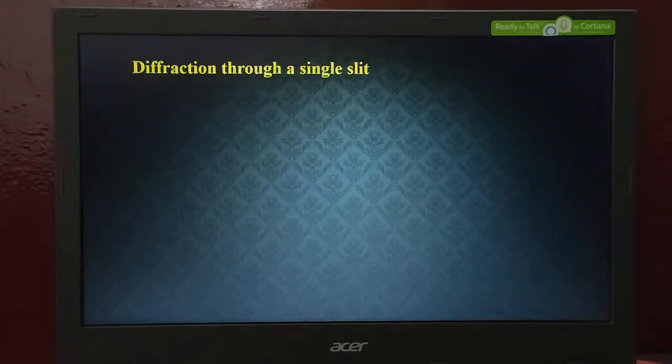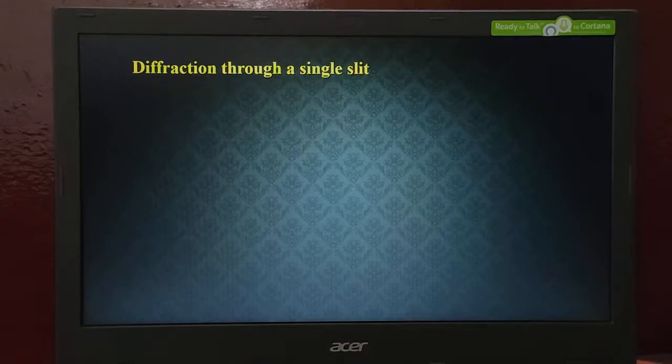Here, diffraction through a single slit. Actually, we have seen a lot about diffraction of light. Now we have to understand how the diffraction property behaves through a slit. How diffraction happens through a single slit is also an important concept from your exam point of view.